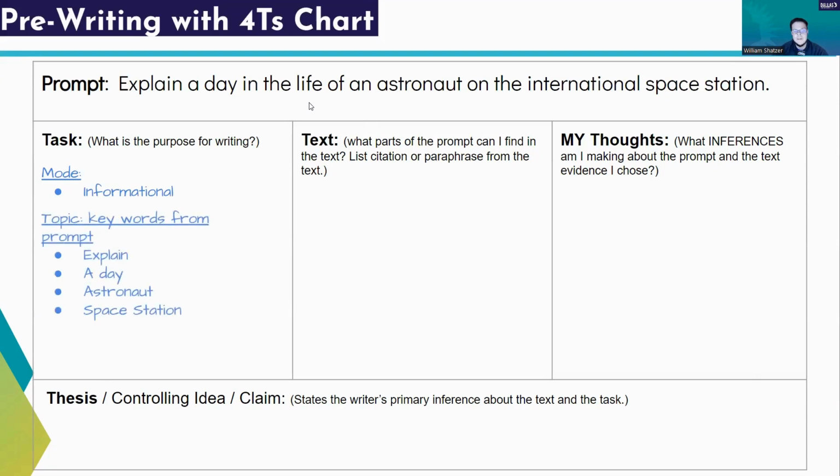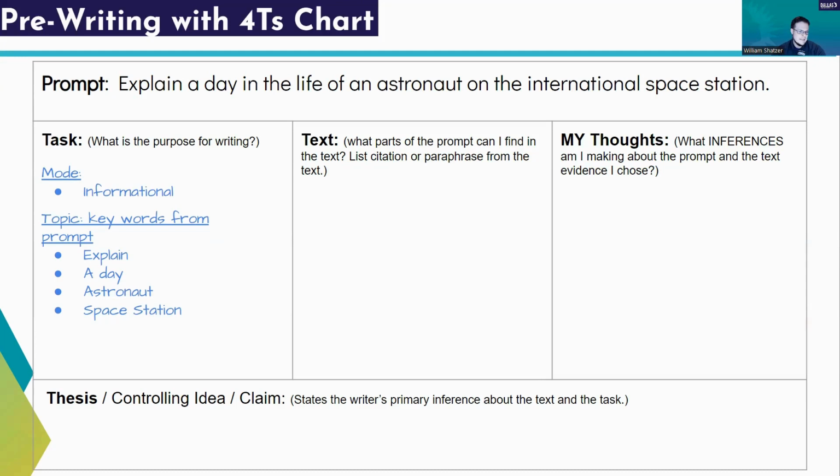Next, we're going to identify keywords from the prompt. What are the keywords that are going to help my students understand what they're supposed to be writing about? And what are the keywords that we can find in the prompt? In this case, we want our students to explain something. Now, what do we want them to explain? We want them to explain a day of an astronaut on the International Space Station. So: explain a day, astronaut, and space station. This might actually be something that we could do before we begin reading the text. We obviously are going to know, if we're practicing in the curriculum, what the writing prompt is.